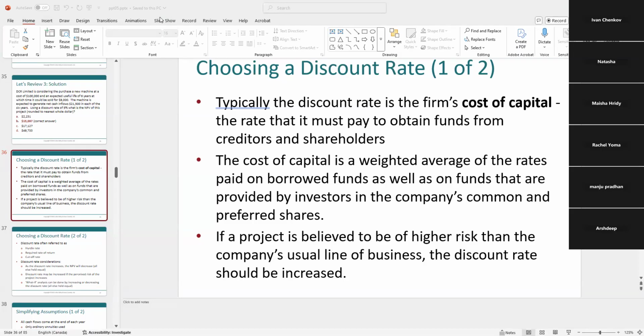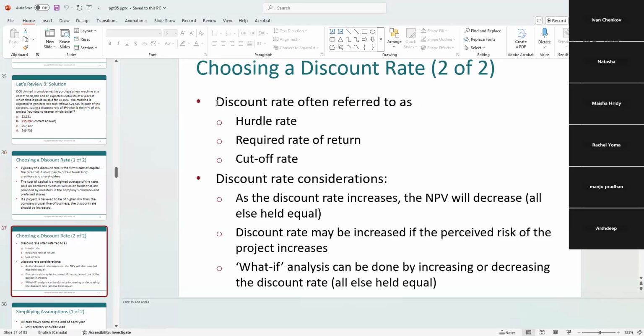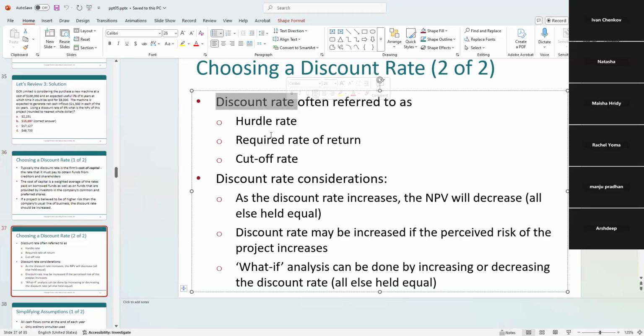Now, obviously, if the project is high risk, you have to increase the discount rate. If it's too risky, high discount rate. The discount rate can be presented in different terms. It can be called hurdle rate, required rate of return, or cutoff rate. All those mean one thing: discount rate.